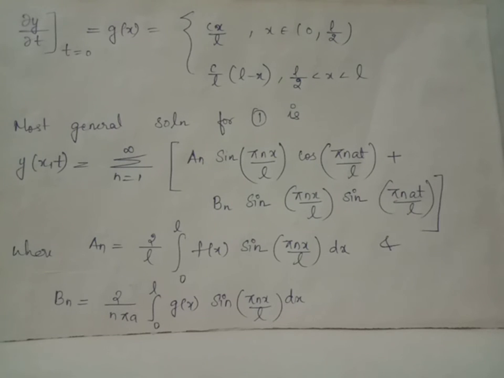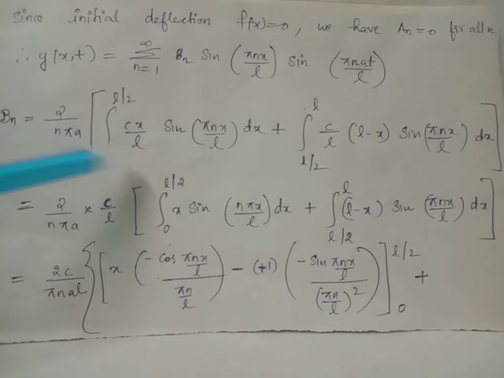In the range 0 to L by 2, we will have g of x equals cx by L, and in the interval range L by 2 to L, we will have g of x equals c by L multiplied to L minus x. Hence, Bn is obtained in this way, and we will take c by L outside the process of integration from both integrals because c by L is just a constant. Now we will perform the integration for both integrals using integration by parts.